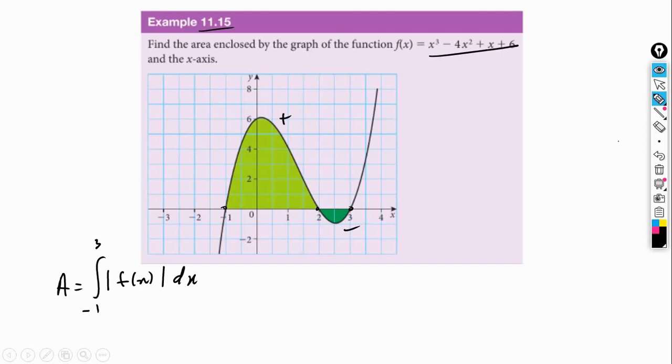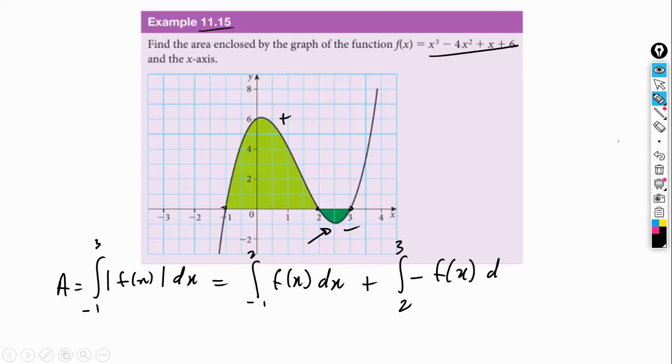Now in this case, we can separate this into two different integrals. Why? Well, because from -1 to 2, we have a positive area, so we don't have to worry about that. That will be just a positive value. But from 2 to 3, we will have to do the absolute value, which is the same as saying minus f of x, right? Because it's in the negative side. So minus f of x.